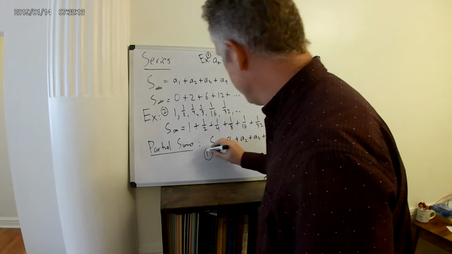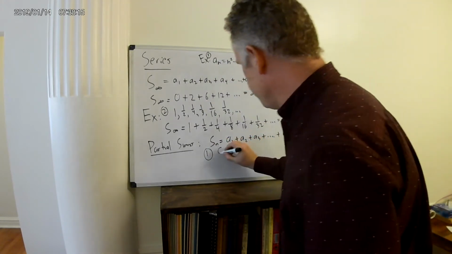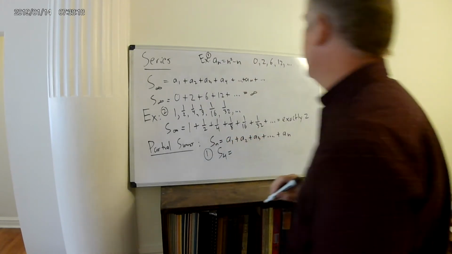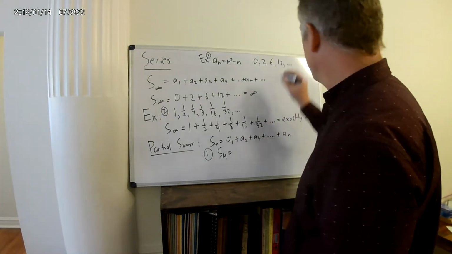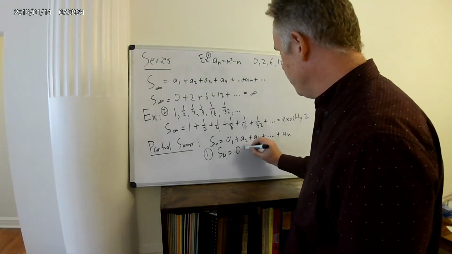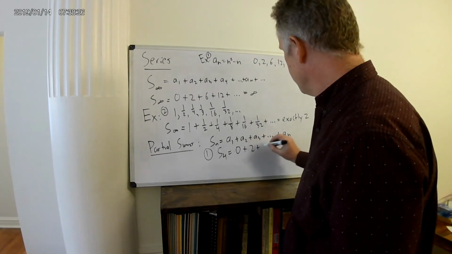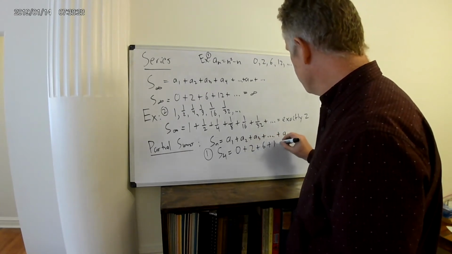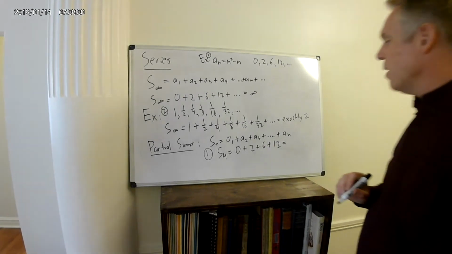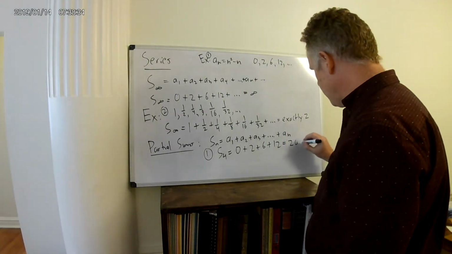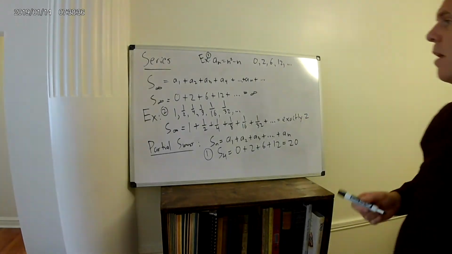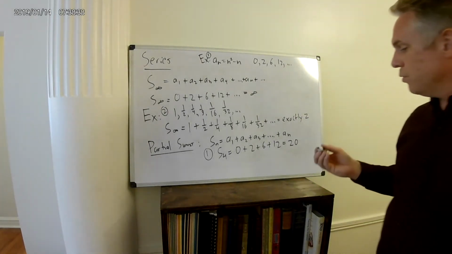For example 1, I can calculate s sub 4. What I do is I take the first 4 terms of the sequence. So I do 0 plus 2 plus 6 plus 12. If I add up the first 4 terms of this sequence, I get 20. So the partial sum of the first 4 terms of the sequence is 20.